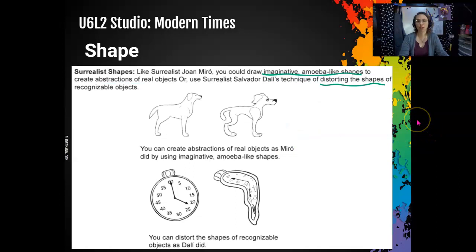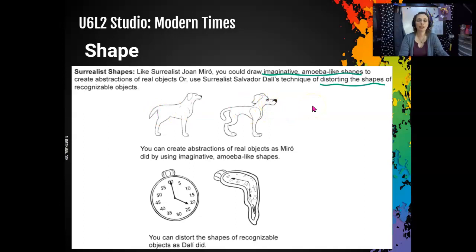Perhaps, though, you're more interested in painting a more surrealist painting. And if that's the case, thinking of artist Joan Miró and being inspired by his imagination, you could be inspired by your imagination, creating amoeba-like shapes, so very curvy, organic shapes. Compare the two examples of the dog.